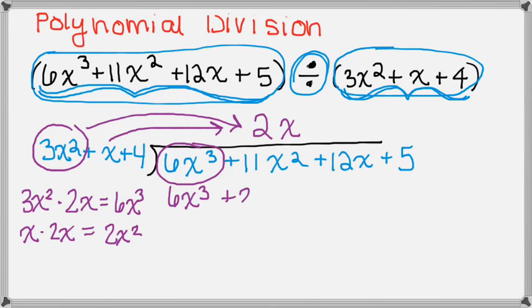So I'm going to put plus 2x squared, and then the last term here, the 4, multiplied by the 2x. So we have 4 times 2x, which is equal to 8x.